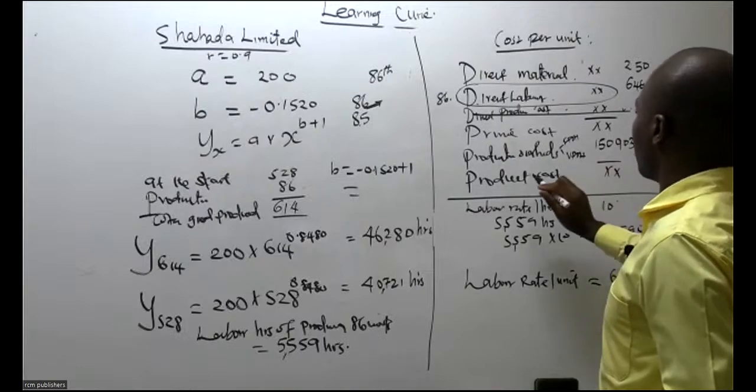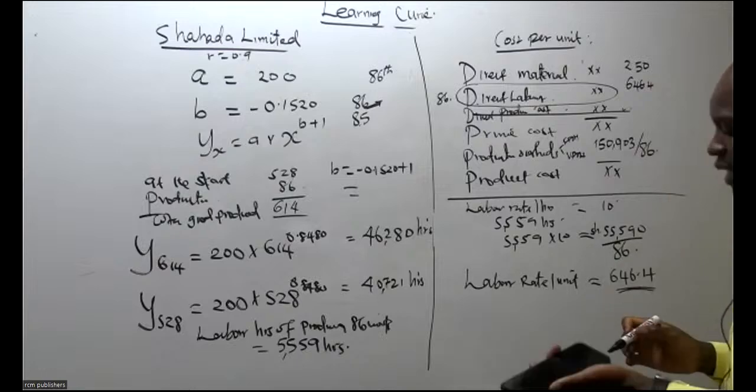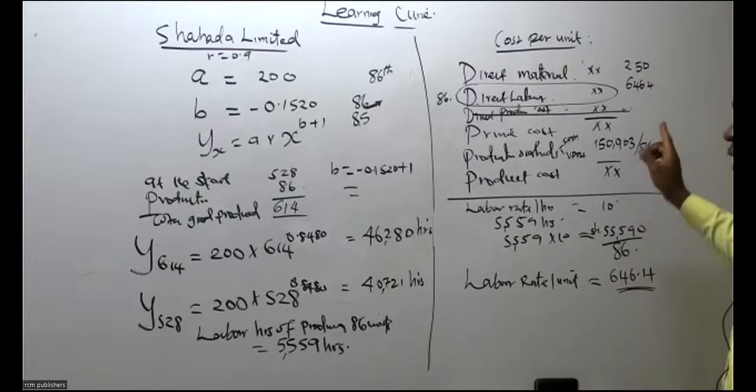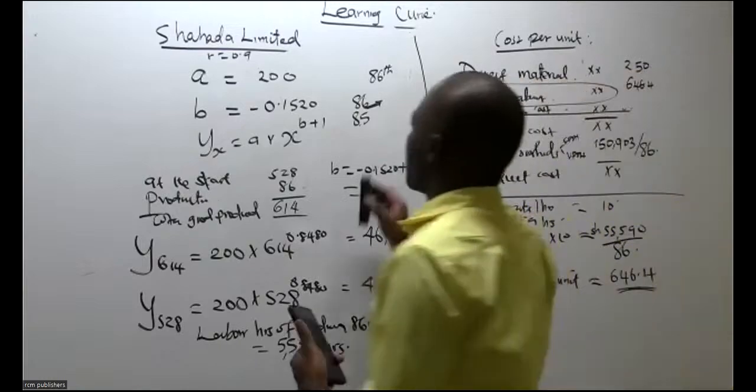How about this, you are to give me this 15903 divided by 86. 15903 divided by 86, for us to get production overheads. What will we have?